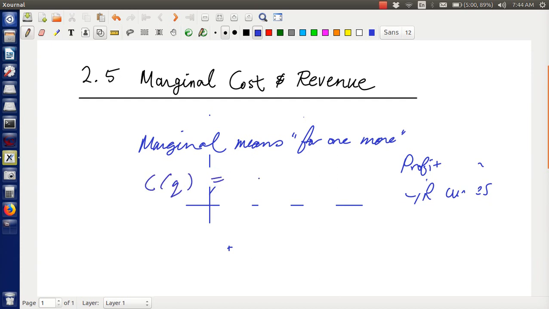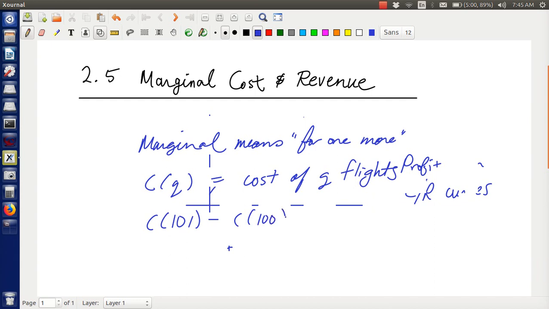Okay, so C(Q) might be the cost of Q flights. Then C(101) minus C(100) is approximately equal to C prime of 100. We just took the derivative, but because we're dividing by 1, since 101 minus 100 is 1, and these are just neighbors, we don't have to write out the division. So just to be formal, we're dividing by 1, but we don't need to write that out. So this is the cost of the 101st flight.